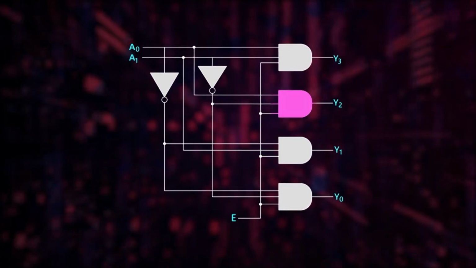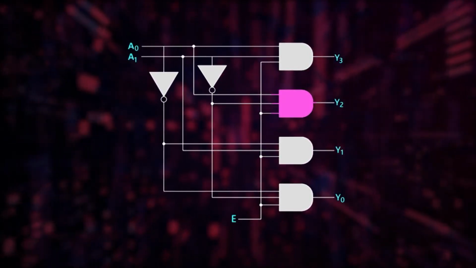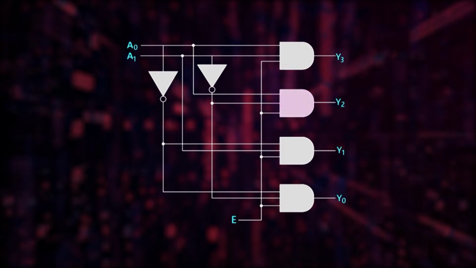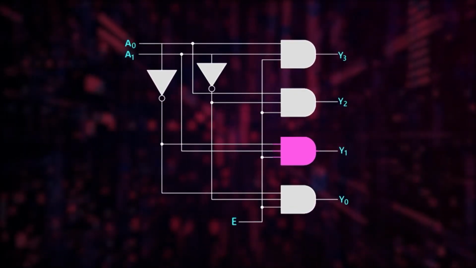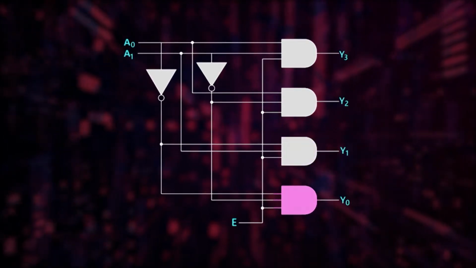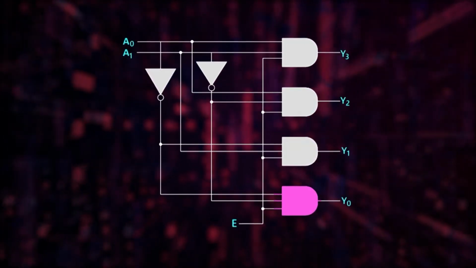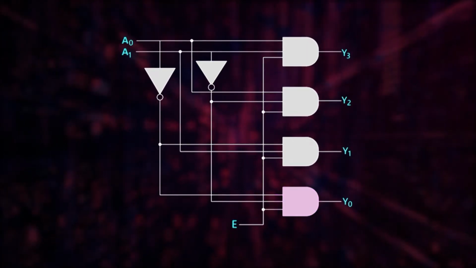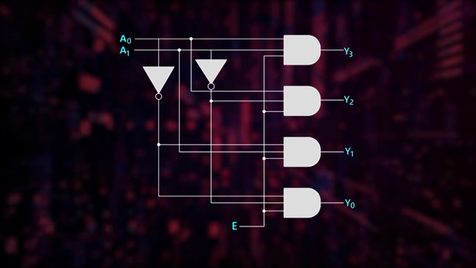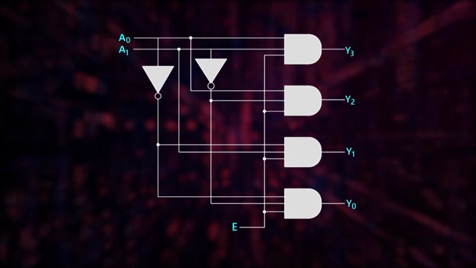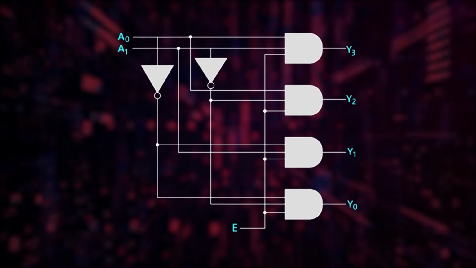The inputs to the second AND gate are A0, A1 complement and E. For the third AND gate from the top, the inputs are A0 complement, A1 and E. Then the last AND gate is fed with A0 complement, A1 complement and E. When E is high, the binary value represented by A1 A0 will be reflected through one of the output lines. Now, we have seen the logic diagram, truth table and logical circuit of a 2 to 4 line decoder.